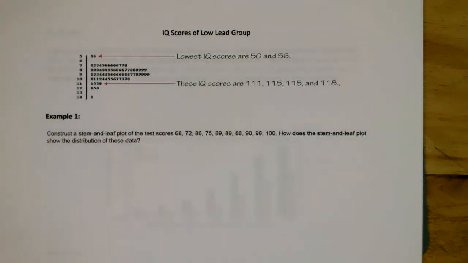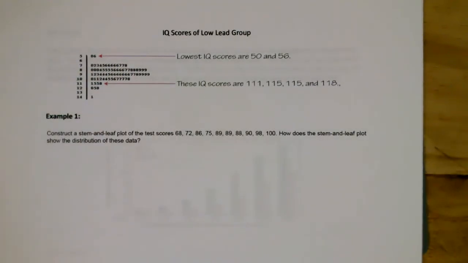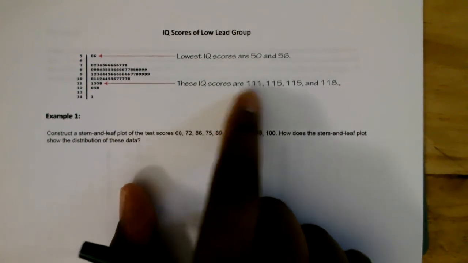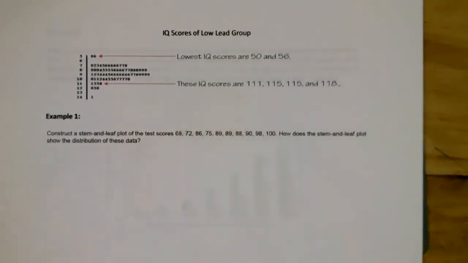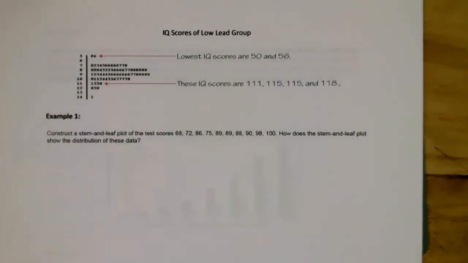Now, on the next page, you'll see an example of what a stem and leaf plot looks like for the IQ scores of low lead group. Okay, so here your lowest IQ scores are, in this case, 50 and 56. And then here, these IQ scores are 111, 115, 115, and 118. Even though in the leaf here, the 5 occurs twice, you have to include that because the stem plot accounts for each and every single data value in that set. Okay, so now let's look at example 1.